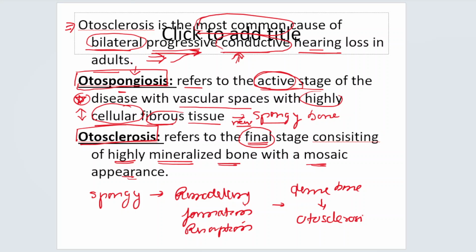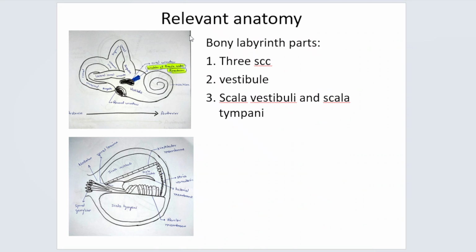Now, before we explain this topic, let us have a little bit of relevant anatomy, so that you know the basics and from where to start. This is where the whole disease process is happening. So this is the bony labyrinth. This is a complicated topic, so I wanted to have a few slides.